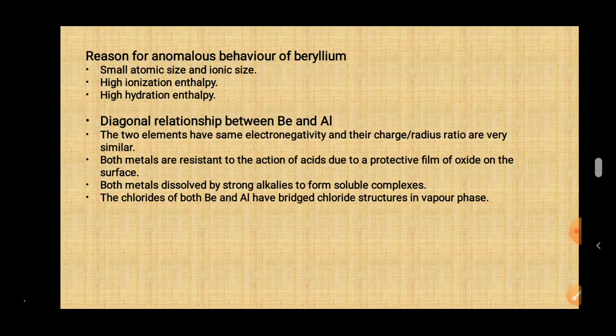They will not react with acids, that is, beryllium and aluminum will not react with acid. Both metals dissolve in strong alkalis to form soluble complexes. The chlorides of both beryllium and aluminum have a bridged shape. So these are a few properties which are similar to each other.